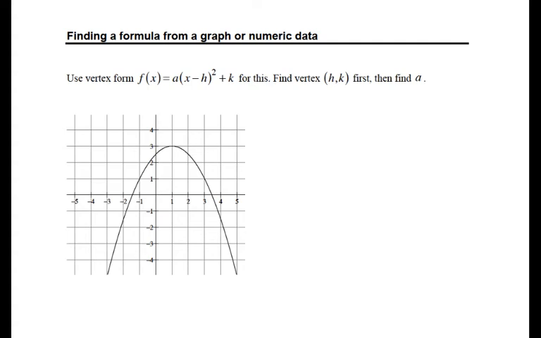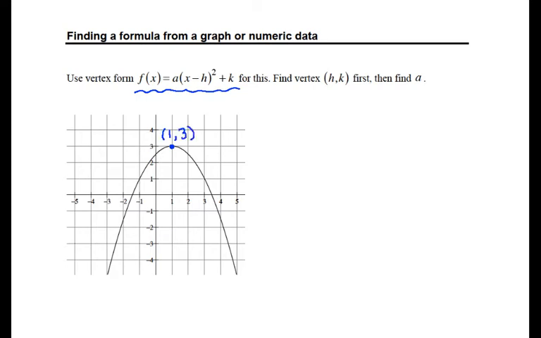When trying to find a formula for a quadratic function to fit a graph or numeric data, it's helpful to start by finding the vertex. The vertex is usually the easiest part to find, and when we've found the vertex, that gives us two of the three constants, so we're really two-thirds done at that point. In this case, the vertex is at (1, 3).